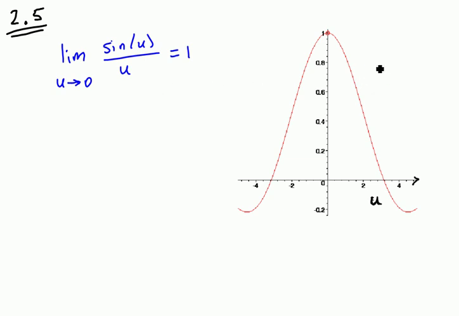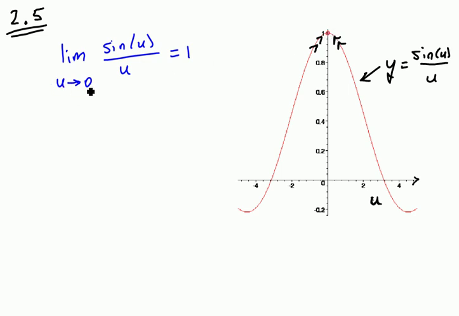I've graphed over here on the side the function sine u over u. So this is y equals sine of u divided by u. This function is not defined at u equals 0, and you notice I have a little hole here, but we can see that if we approach 0 from either the left or the right, this graph heads up towards the value where this hole is located, and that value is 1.